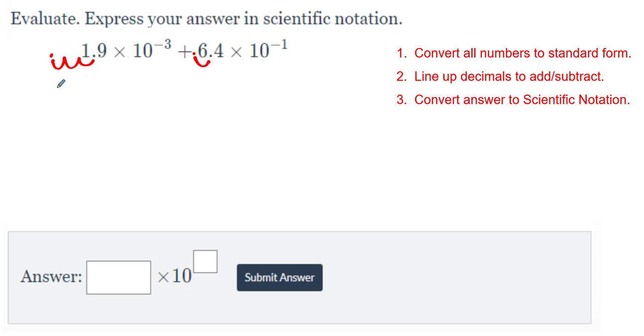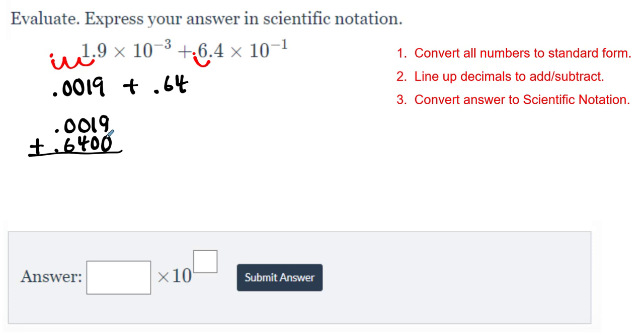So let's see, I've got decimal 00. So I'm going to put decimal 1, 2, and then put 1, 9, add, and then this is going to be decimal 64. So again, smaller numbers, and we're just going to line them up and add it. So I'm going to put decimal 0019, line up the decimals, decimal 64, and then I'm just going to add 2 zeros underneath it just to keep things organized.